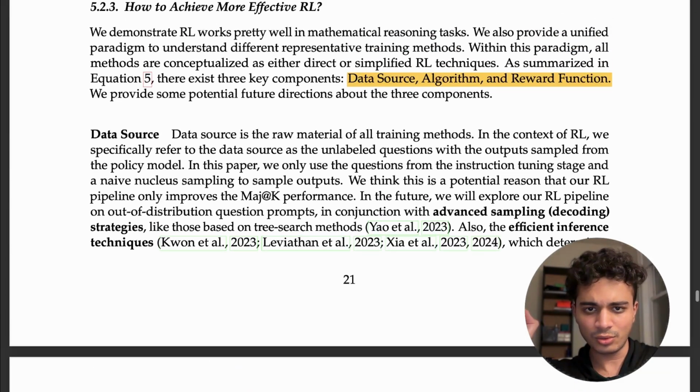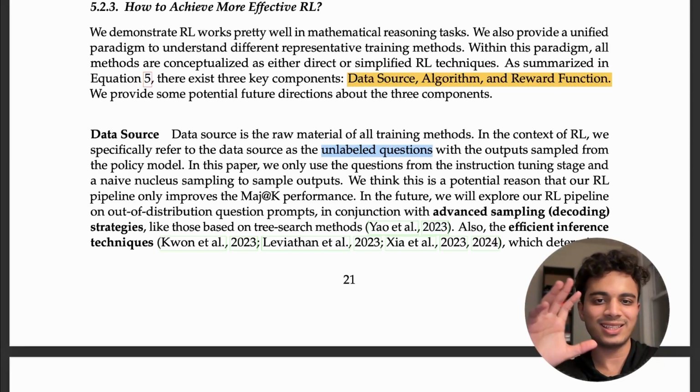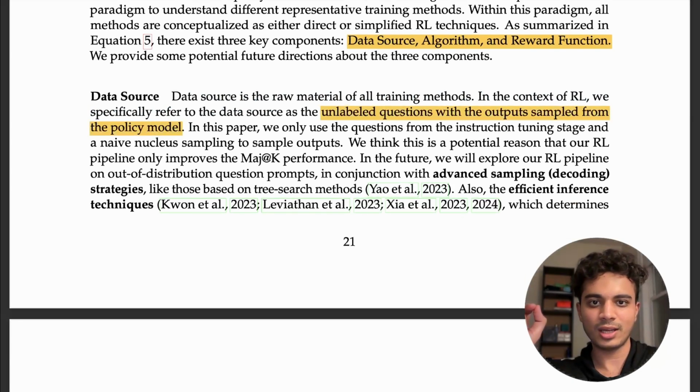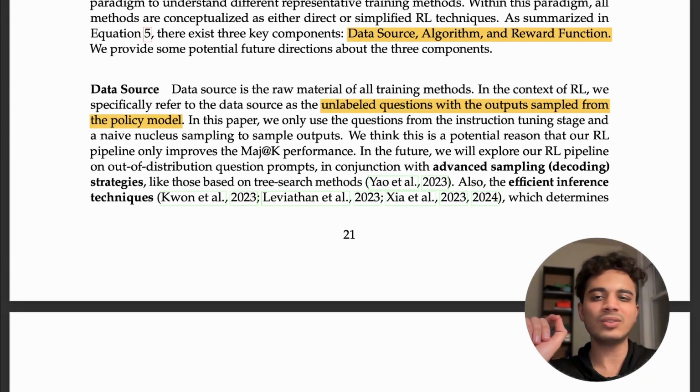And what they say is the raw data of all training methods is the data source. Hmm, what is it in the context of RL? It refers to the data source of unlabeled questions. This is important because RL is not only used for labeled data, it's very significant for unlabeled data as well. That's why RL is so popular and so widely used, with outputs sampled from the policy model. So this is very interesting. And honestly, I've never worked with LLMs and RL, but after reading this paper, I am definitely inclined towards doing that.